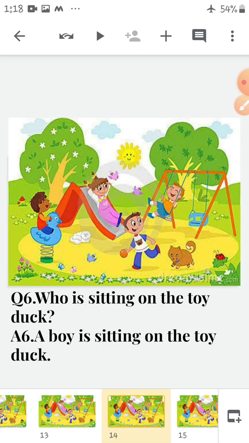Who is sitting on the toy duck? A boy is sitting on the toy duck. Okay.